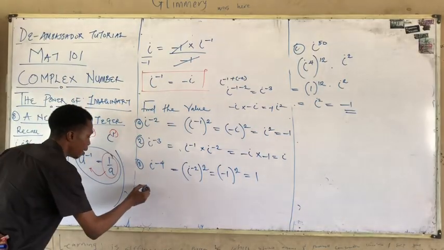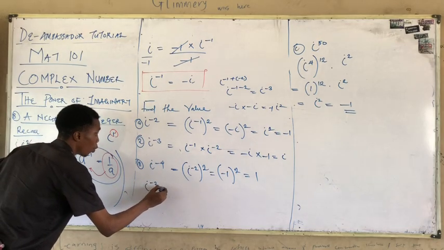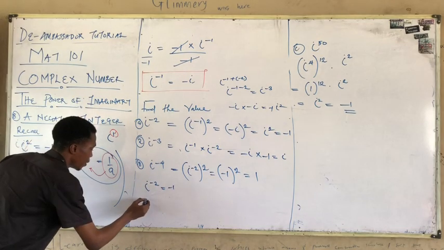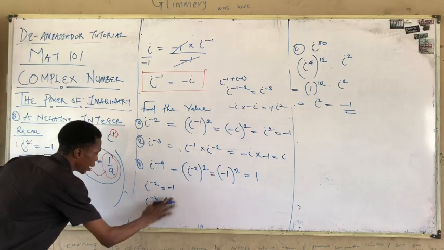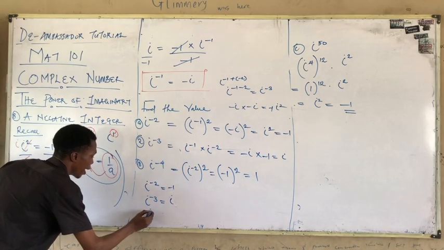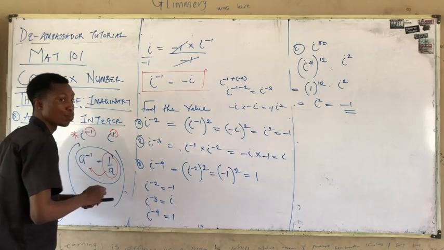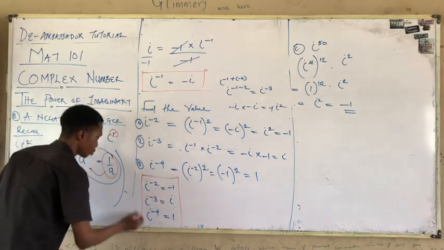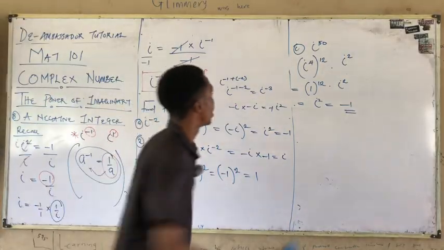Any place I see my i to be -2, what will I have? Any place I see my i to be -3, what will I have? i. Any place I see my i to be -4, what will I have? 1. These are the things you should put in mind. So let's solve questions.